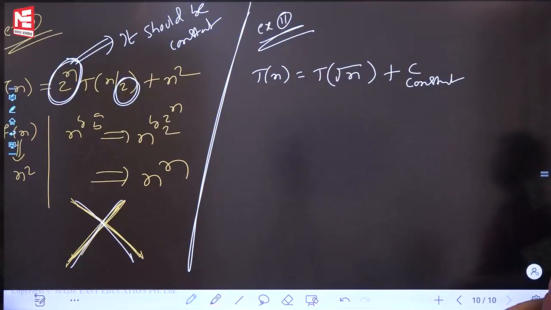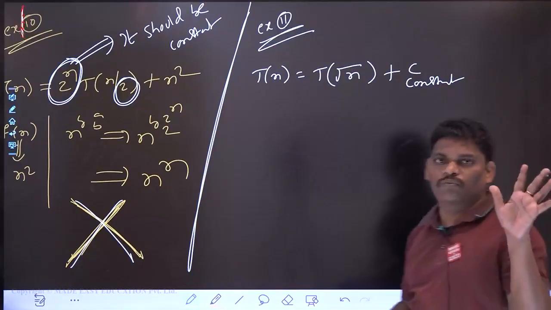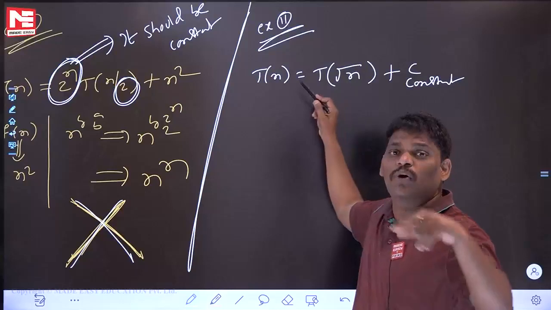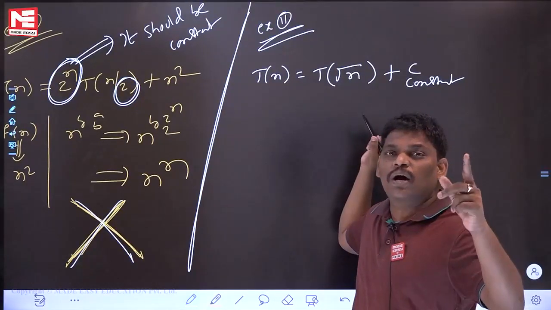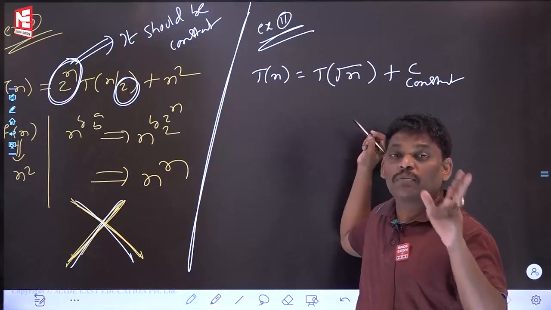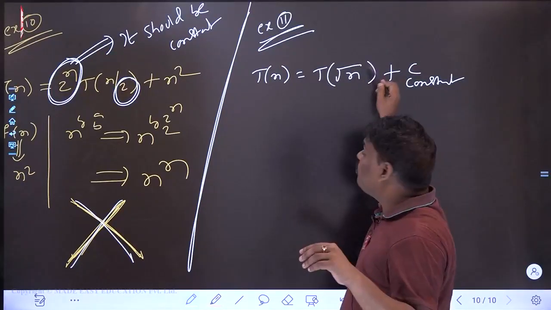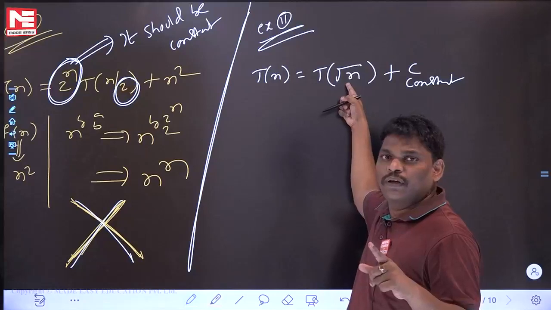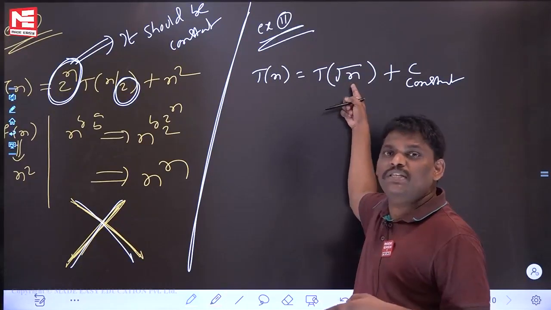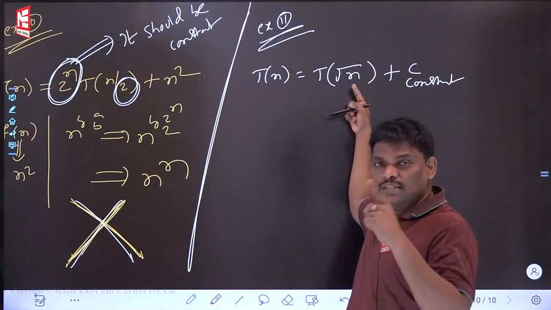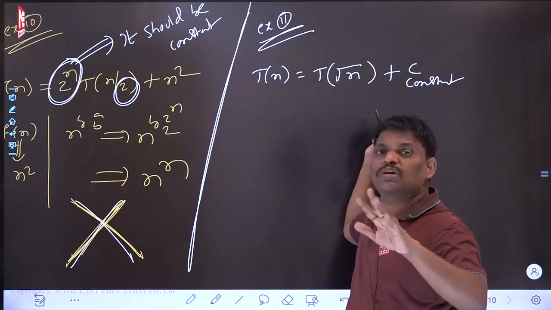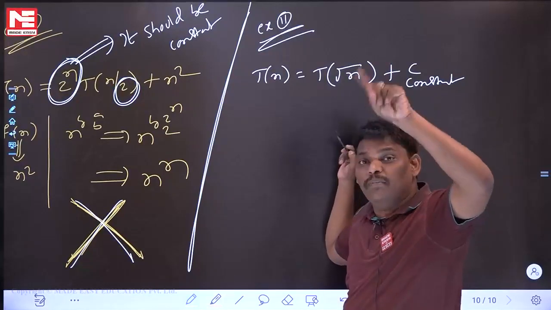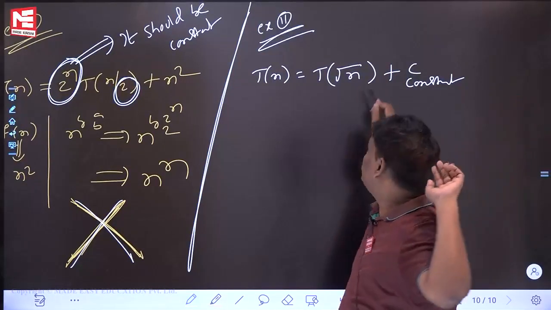Using master theorem I have to solve this problem. How? I will explain. If you want to apply master theorem, the format should be A T(n/B). There should be a division, but there is no division here. Everyone knows master theorem form A T(n/B), division should be there. But there is no division here.